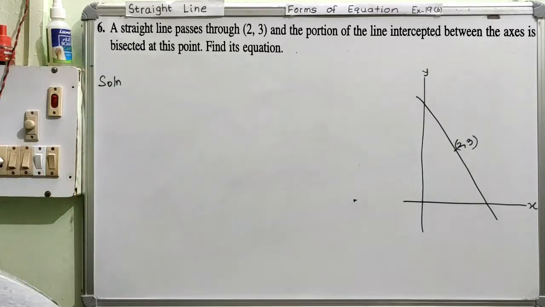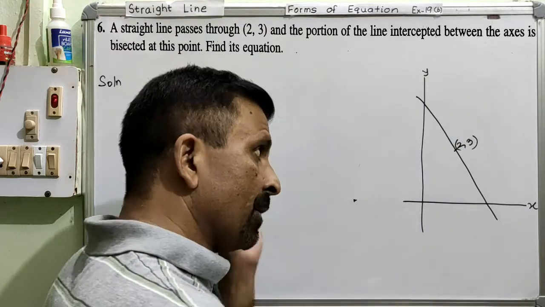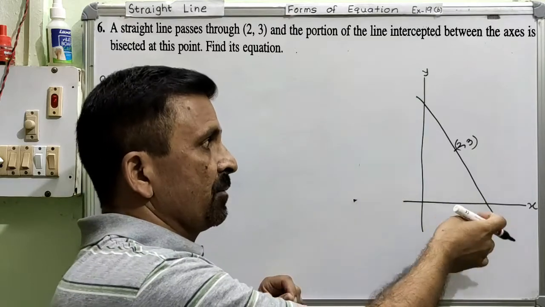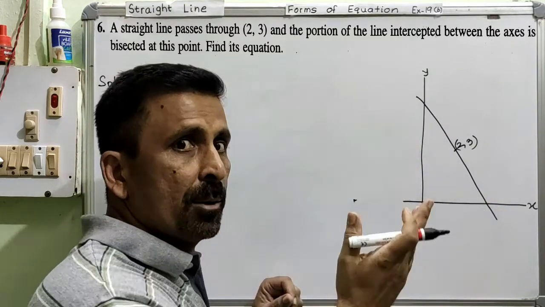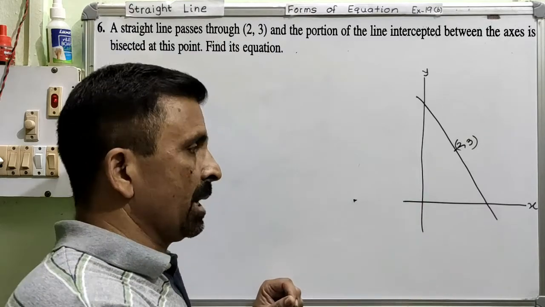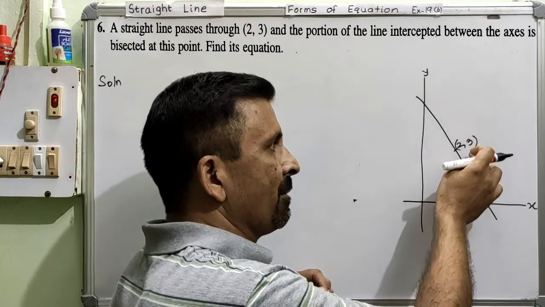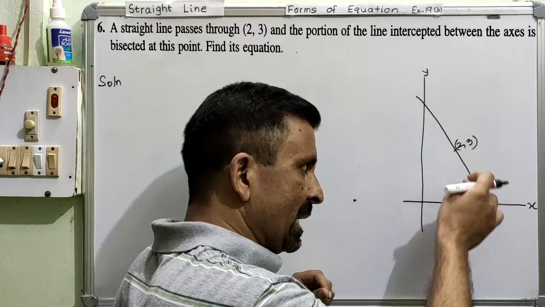Is this very clear? If so, then write down the equation of this line. Clear? We don't have the coordinate of this point. So far in the previous question, we always had the coordinates of these two points, so we were able to write down the equation easily. But in this question, we do not have the coordinates of these two points, but we have the coordinate of one point. We have this point through which the line is passing.